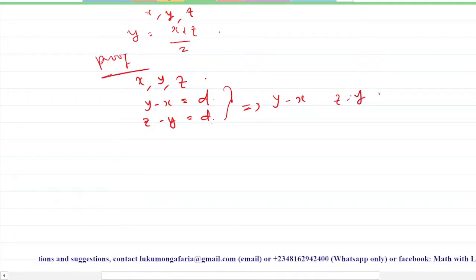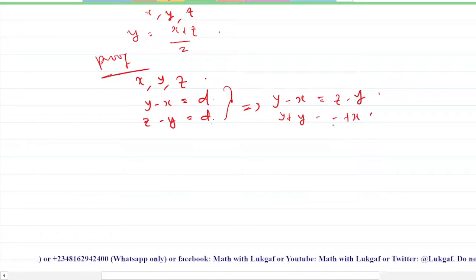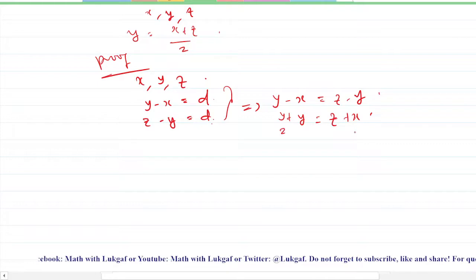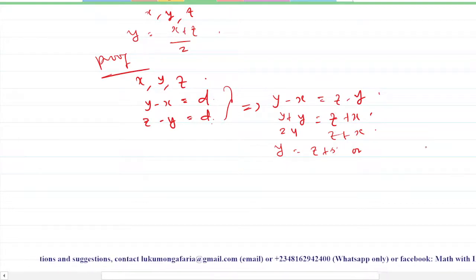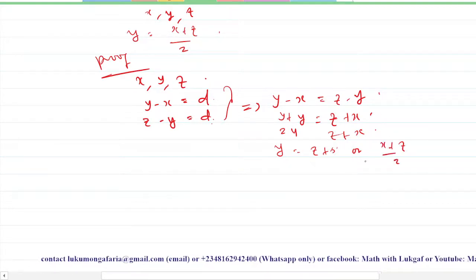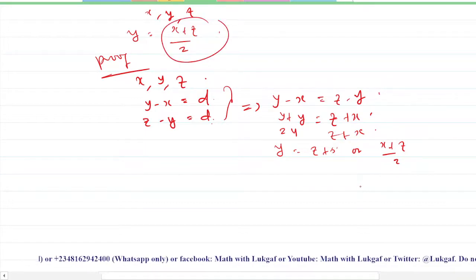You understand now? If you collect the like terms, this will be y plus y is equal to z plus x. So 2y is equal to z plus x, and your y will now be z plus x divided by 2, or x plus z divided by 2, because addition is commutative. So you will see that we arrive at what I said we are going to have here.